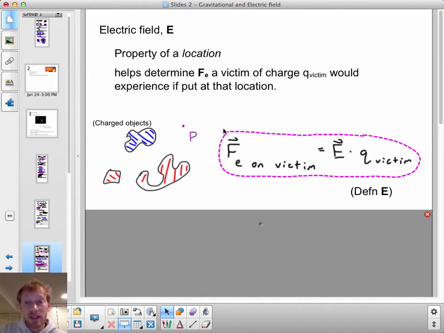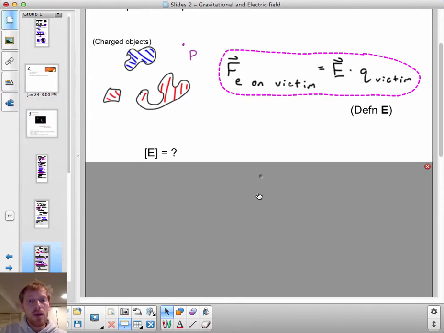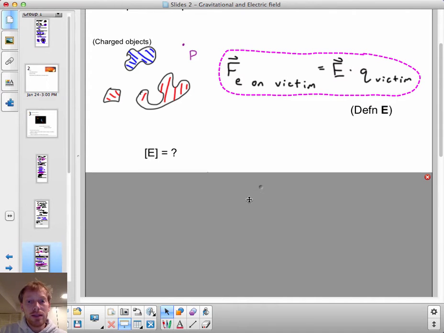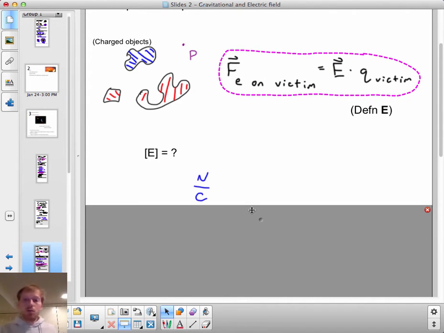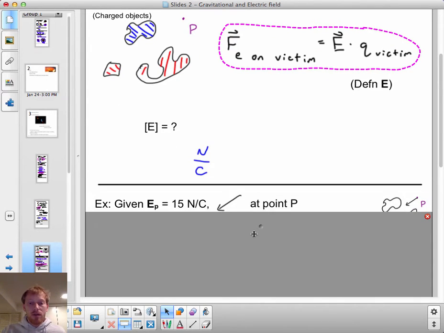And this is a true vector equation. You can see that the direction of the electric field is the same as the direction of electric force that a positive charge would experience. We'll say a little bit more about that in a bit. What are the units of electric field? Well, newtons per coulomb. How many newtons of force per coulomb of charge?